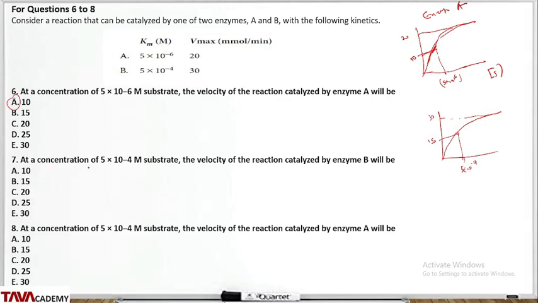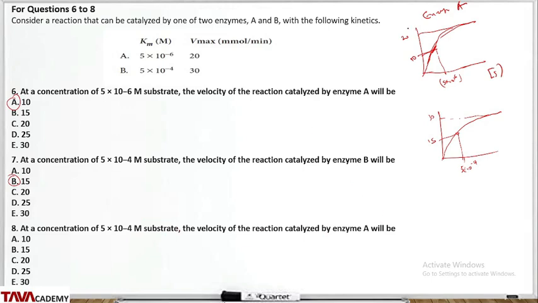Question 7. At the concentration of 5 times 10 raised to the power minus 4 moles of substrate concentration, the velocity of the reaction catalyzed by enzyme B will be what? Will be 15. So that's the answer here. Question 8. At a concentration of 5 times 10 raised to the power minus 4 moles substrate concentration, the velocity of the reaction catalyzed by enzyme A will be what?